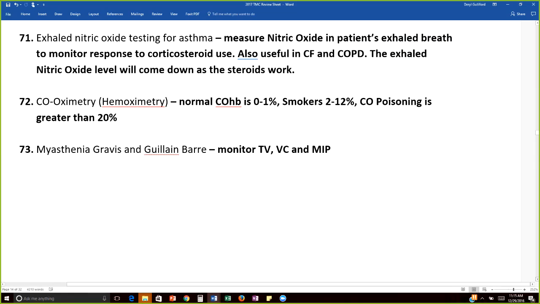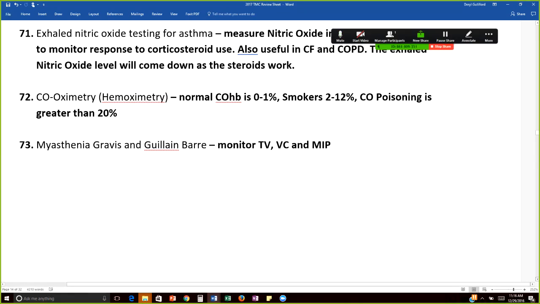Exhaled nitric oxide testing for asthma. We measure nitric oxide in the patient's exhaled breath to monitor the corticosteroid use. The nitric oxide level comes down as the steroids are working and producing their anti-inflammatory effect.